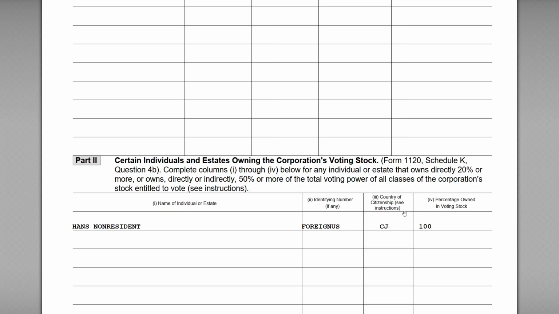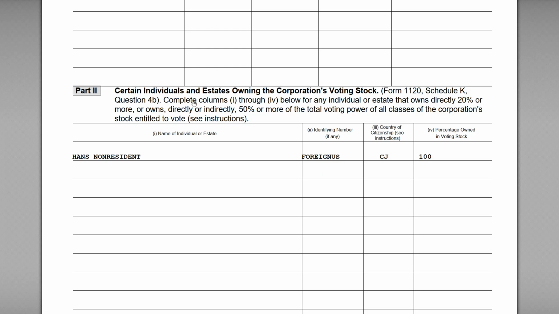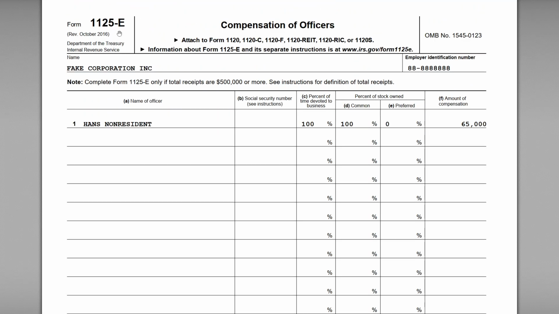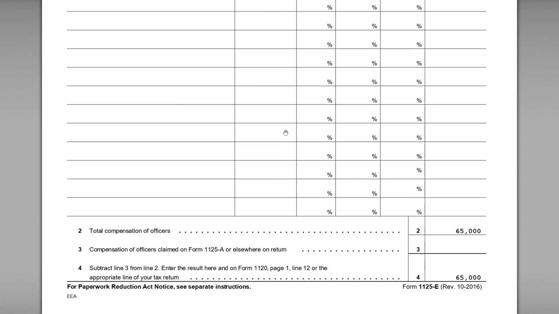Schedule G, Part 2, we've listed Hans there as an owner, right? Directly 20% or more. So we have his name, his ID number. He doesn't have an ITIN or Social Security number, so a foreign U.S. TIN is sufficient. Country of citizenship and the amount of stock he owns. And then 1125-E, we're disclosing his ownership interest and time spent with the company and then his compensation. And that's because the company did over $500,000 in gross sales.